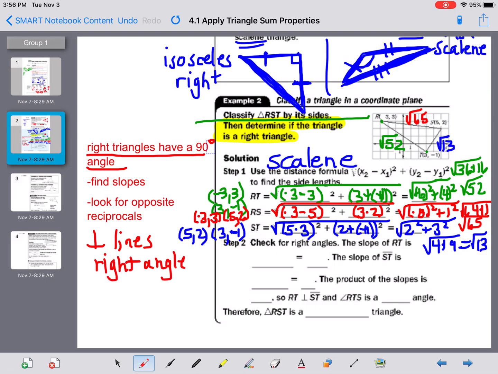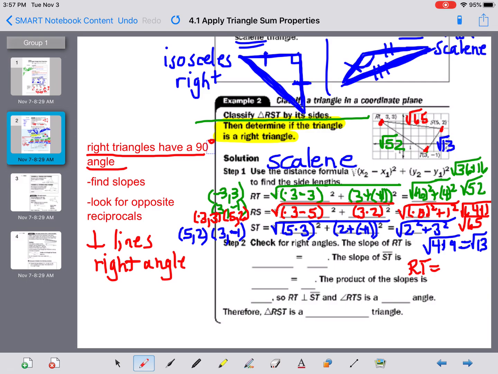Okay, perpendicular lines means you'll have a right angle. So we're going to go ahead and count the slopes, okay? I like to count them better than to figure them out, okay? So counting the slopes, I go over to one side. I'm going to start here. Let's just start with RT, okay, because we started with that before.